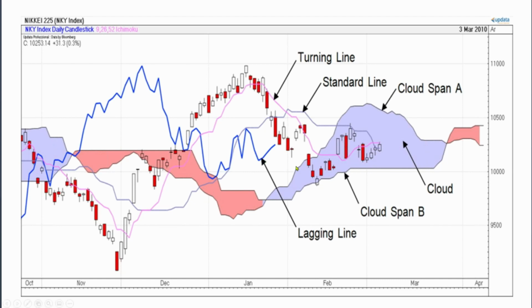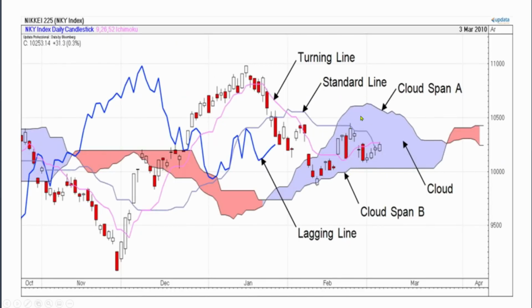The first cloud span is the midpoint of these two lines, and it's then plotted forward 26 bars. That is unique to Ichimoku. It's unlike any other analysis technique where we're pushing forward by 26 bars. So on a daily chart, we're pushing forward 26 days ahead to then plot the cloud. It's quite key to that bit of the calculation.